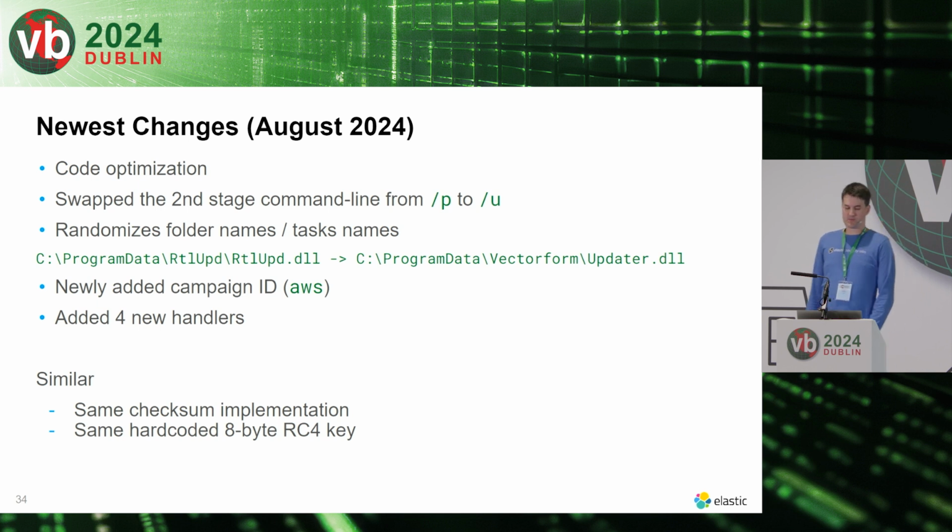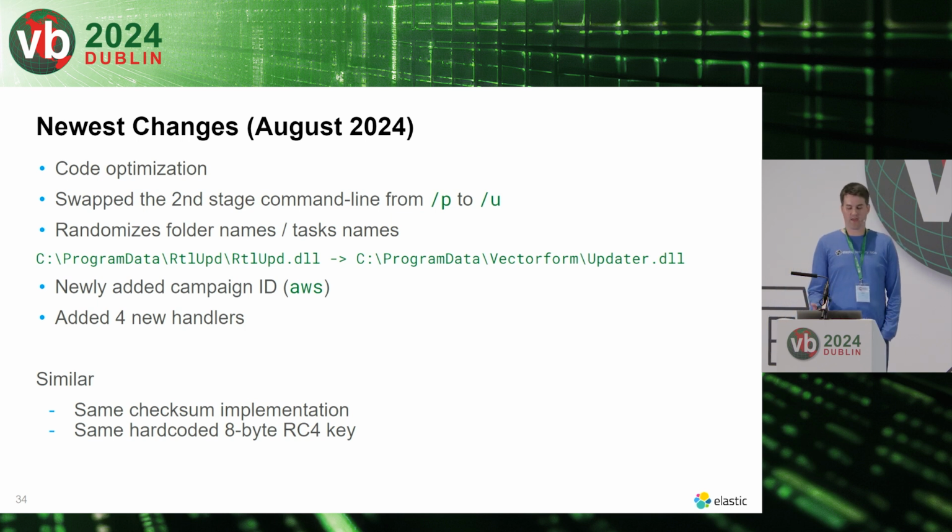And so yeah, for the next pieces, we can talk a little bit about the newest changes. These just happened in August, and they made a lot of different changes. The biggest thing, I would say, is a lot of code optimization. They made it more performant, and they removed a lot of inline code. I think they're trying to mitigate some detections, I don't know. They swapped the second stage command line from a /p to a /u. It's not anything complex, but it is something that they changed.